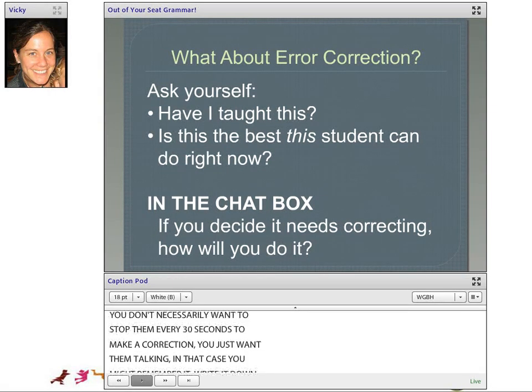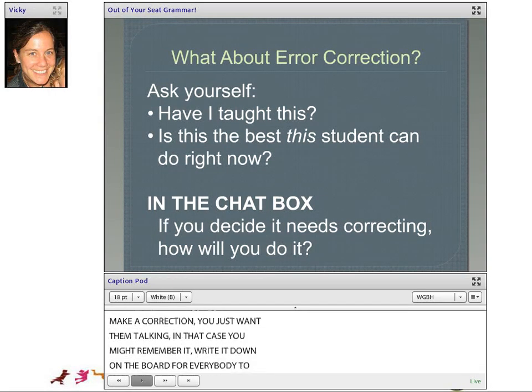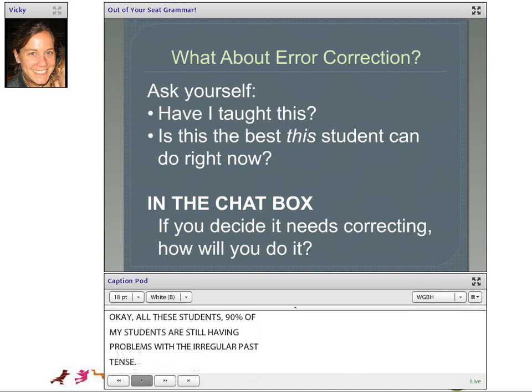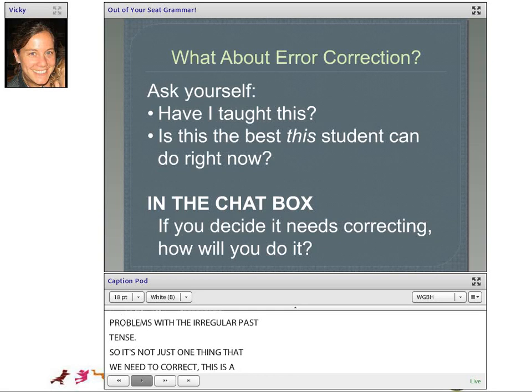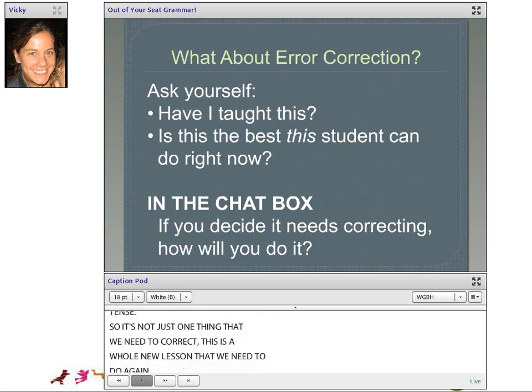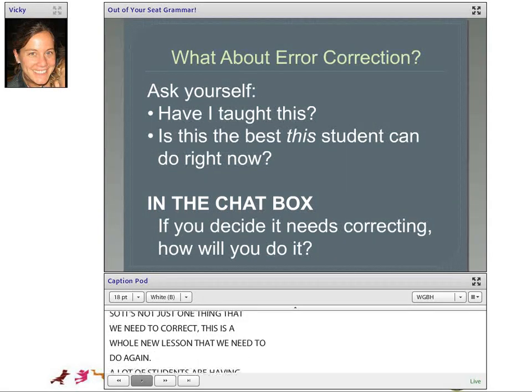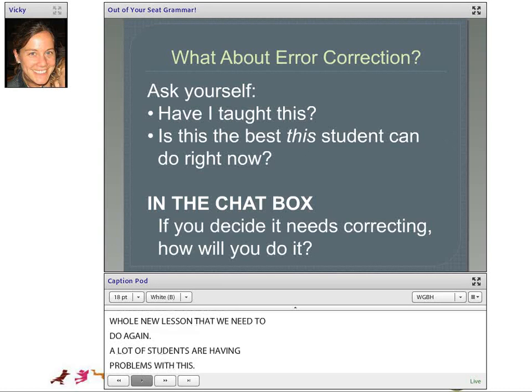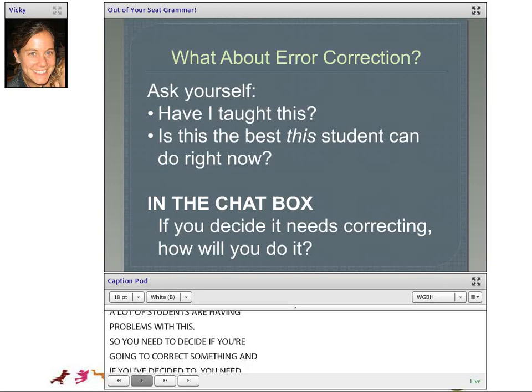even write it down in your notebook and know that, okay, 90% of my students are still having problems with the irregular past tense, and so it's not just one thing that I need to correct. This is a whole new lesson that I need to do again because a lot of students are having problems with this. So you need to decide if you're going to correct something, and if you've decided to, you then need to think about how you're going to correct it, and each day, each student, each scenario is different.